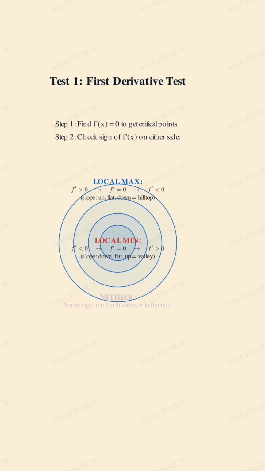For a local maximum, f prime changes from positive to negative, the function goes uphill then downhill, like a hilltop. For a local minimum, f prime changes from negative to positive, downhill then uphill, like a valley. If the sign does not change, positive to positive, or negative to negative, then it's neither a max nor min, it's just an inflection point. The three mini-shapes illustrate each case perfectly.